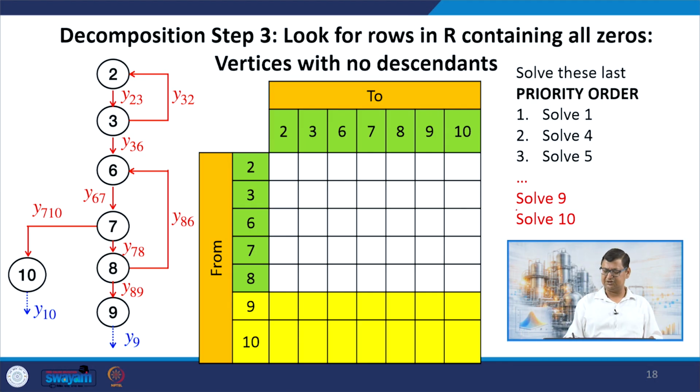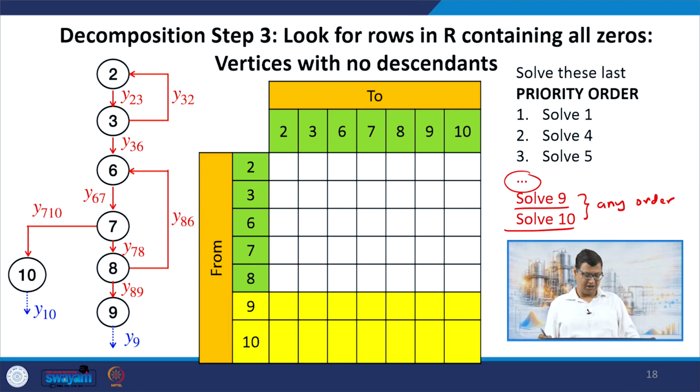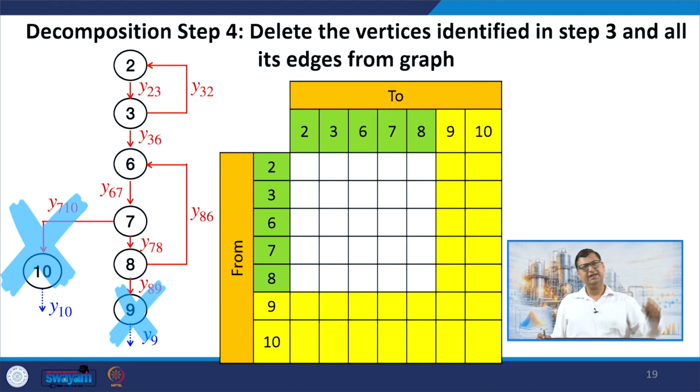So I have kept this in the last. I have still not figured out the intermediate step, but the 9 and 10 balances, in any order, can be done towards the end, right? So we again delete the vertex 9 and 10 and the edges corresponding to these vertices, and now I am left with the vertices 2, 3, 6, 7, 8, which essentially are the cyclical nets remaining in the graph, right?